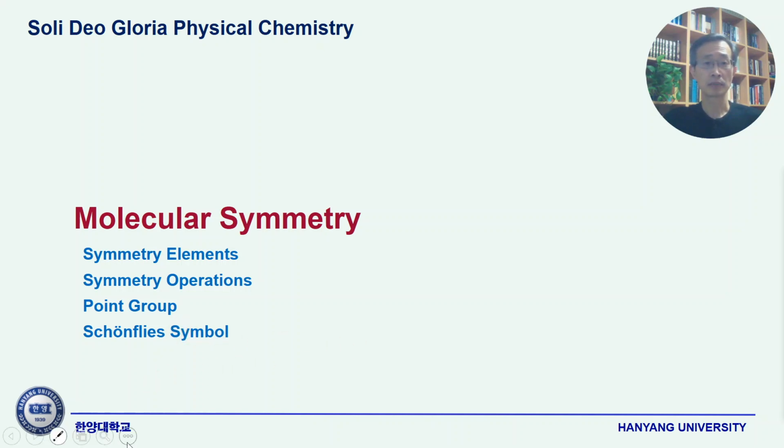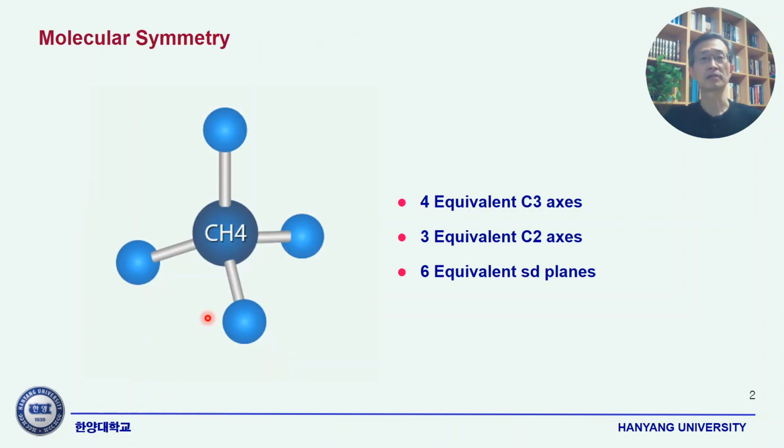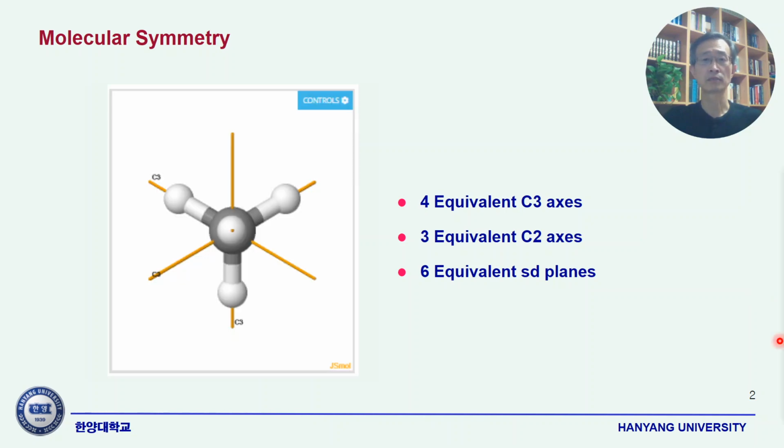Let's have a particular example of methane. So here is a methane molecule, one carbon atom at the center and 4 hydrogen atoms there. So let me bring up some animation so that we may look at those. Okay, so here is the methane molecule from the top view.